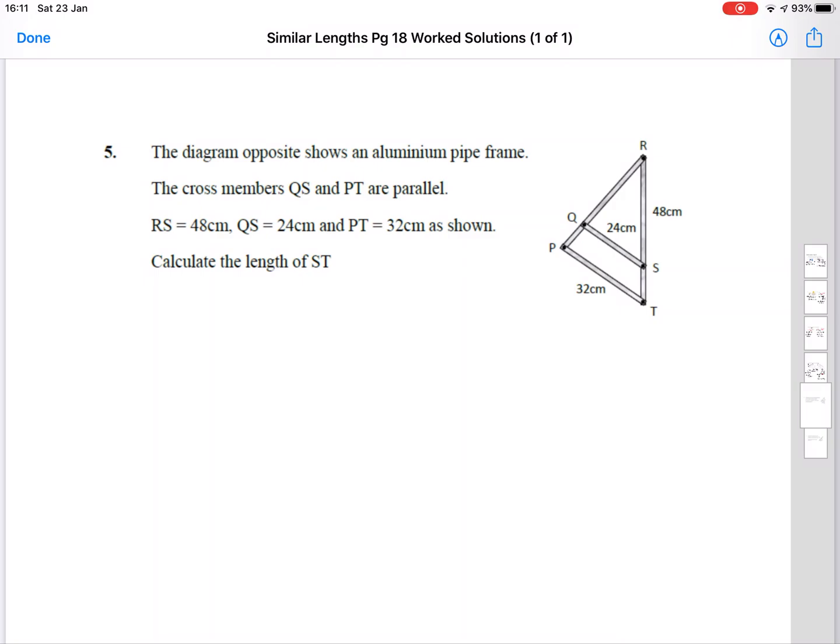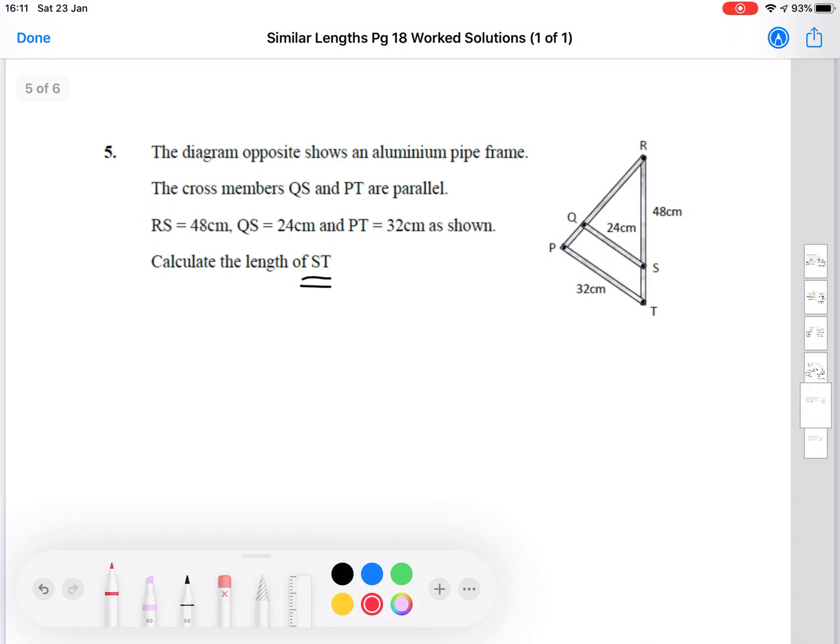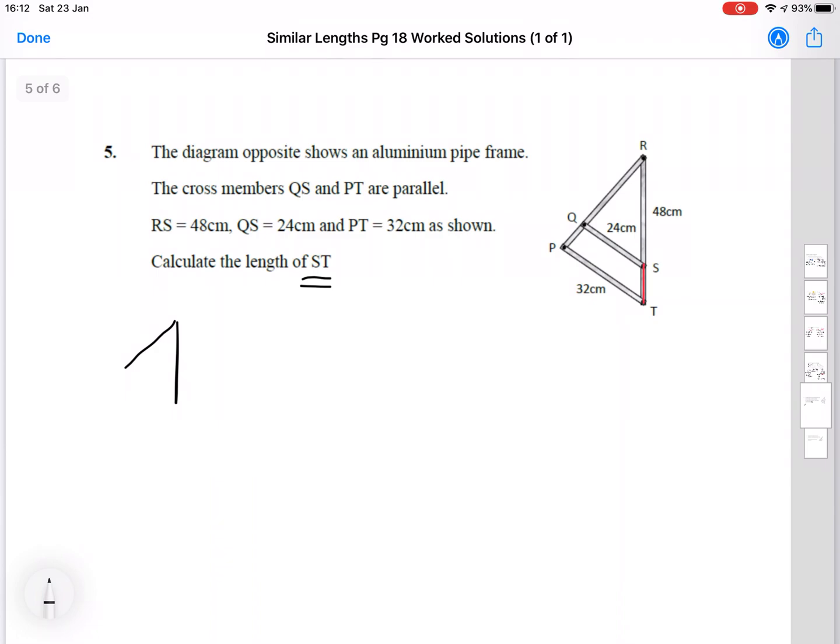We then have the various measurements written out in the question, and they're also put onto the diagram. So we have our 48, our 24 and our 32, and they're all on the picture. And we're asked for the length of the side that's ST. That is just this little bit here in red, just that wee side there. So we need to, first of all, separate out our triangles. We have our smaller triangle, and then we have our larger triangle.